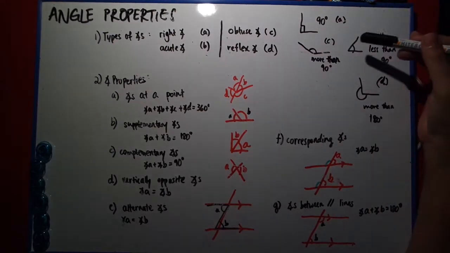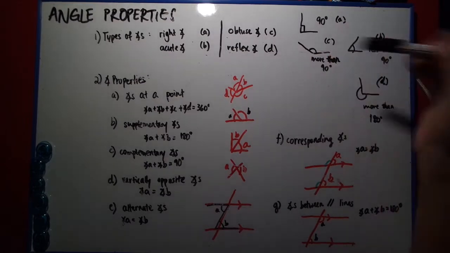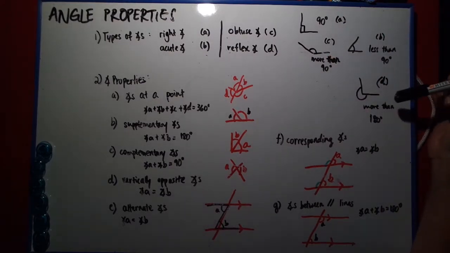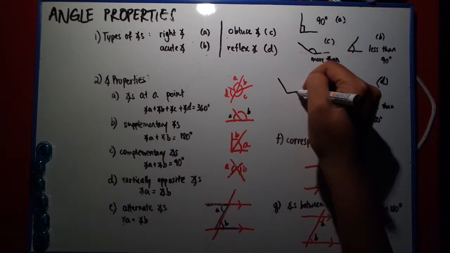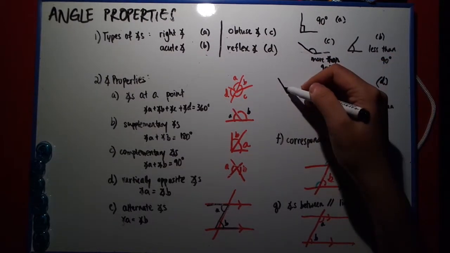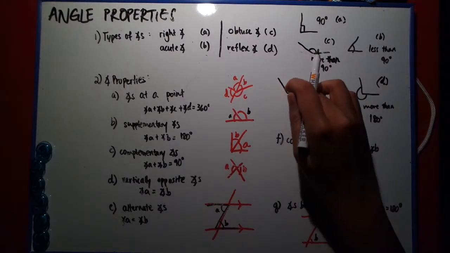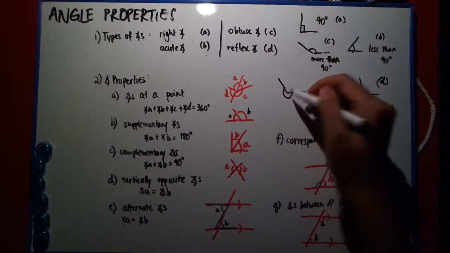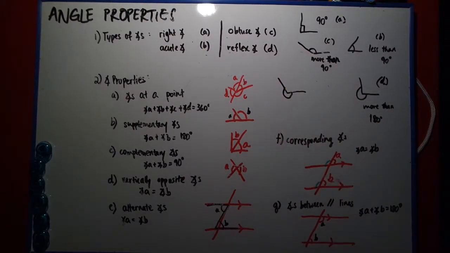An obtuse angle is an angle that is more than 90 degrees. A reflex angle is an angle that is more than 180 degrees. So, usually when you write an angle like this, it is assumed that the angle you're referring to is this one, the smaller one. But if you want to refer to the larger angle, you have to explicitly state that it is a reflex angle you're referring to. Okay, so do keep this in mind.